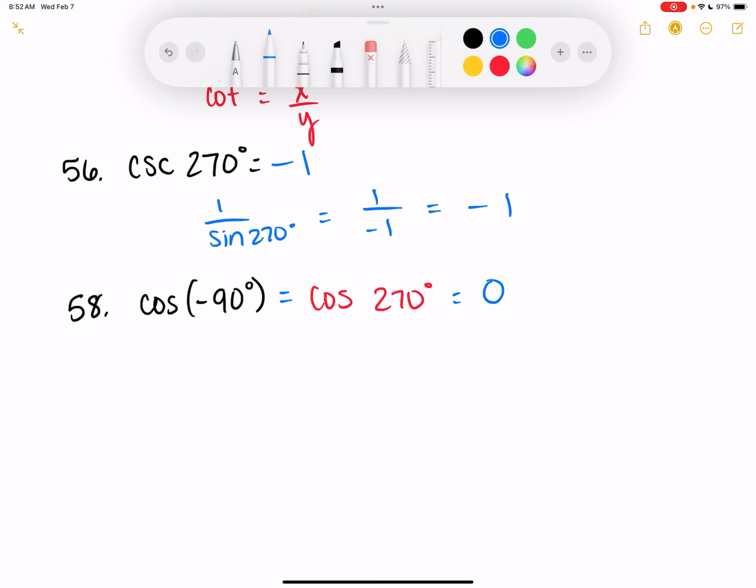All right, 60. Tangent of 450 degrees. Now, is 450 degrees explicitly written on your unit circle? No, because how many degrees are in a circle? 360. So that means I'm going to go around one full time and another partial time, 90.